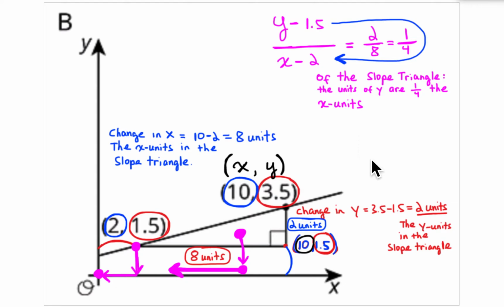So what's the relationship? The relationship is the number of units. The change in y is 2 units compared to the change in x is 8 units. So that's 2 over 8 and it equals 1/4. So what that tells you is that this length in the vertical direction is only 1/4 the length in the horizontal direction. So this is shorter. It's 1/4 of this length.